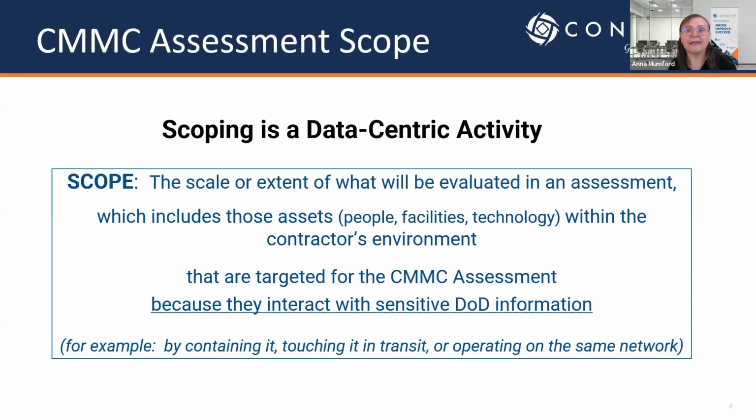So prior to conducting a CMMC assessment, the contractor must specify the CMMC assessment scope, which defines all of the assets within the contractor's environment that will be assessed against the CMMC requirements. This means that scoping is a data-centric activity that will identify or determine those assets, the people, the facilities, and technology within the contractor's environment that interact with the sensitive DoD information and therefore will be targeted or within scope for the CMMC assessment.